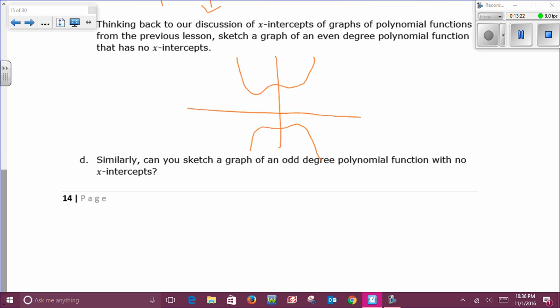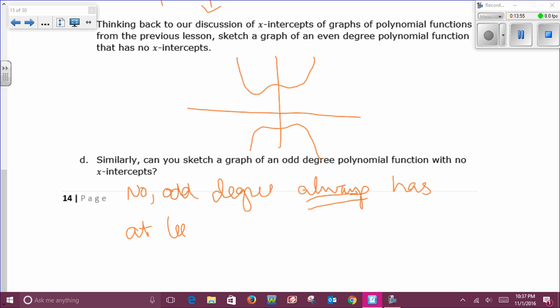Similarly, can you sketch the graph of an odd degree polynomial function with no x-intercepts? Well, no, because with the odd ones, you have them always crossing the x-axis, because one side is up and one side is down for their end behavior. And we'll talk more about that in class. So no, an odd degree polynomial always has at least one x-intercept.